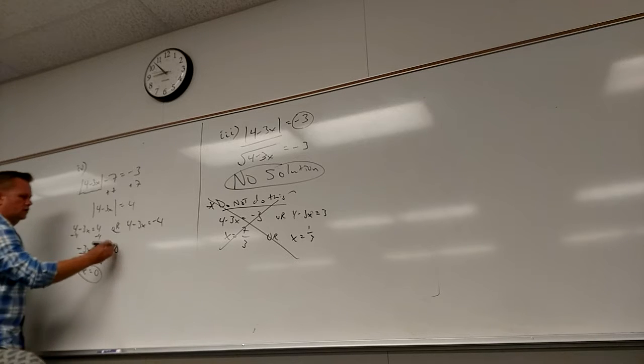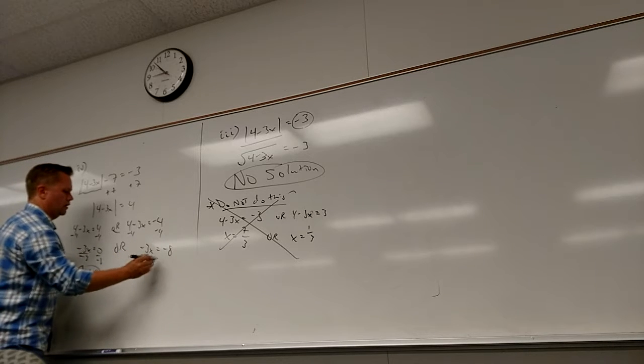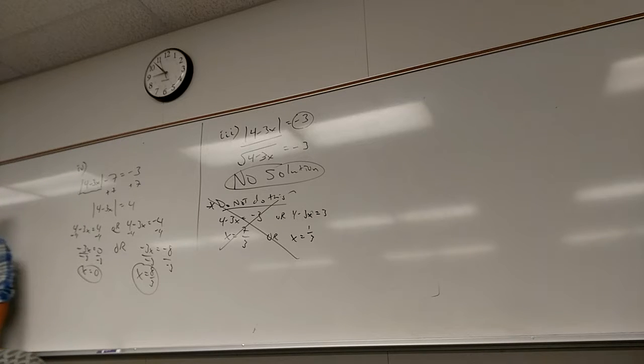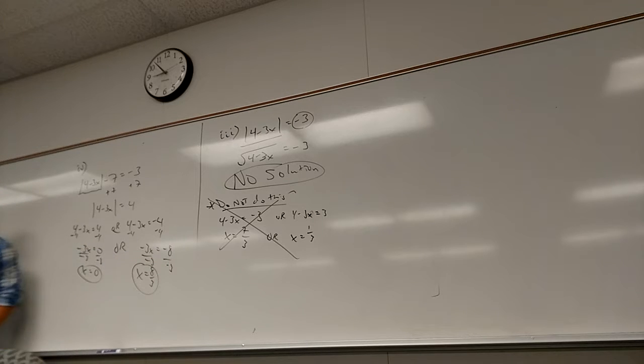Or subtract 4, -3x equals -8, divided by -3, x equals 8/3. Is that decent? Is that all right? And the negative went away from that 8/3? Yeah, the negatives cancel out. Yep. Is that cool? Is that all right so far?